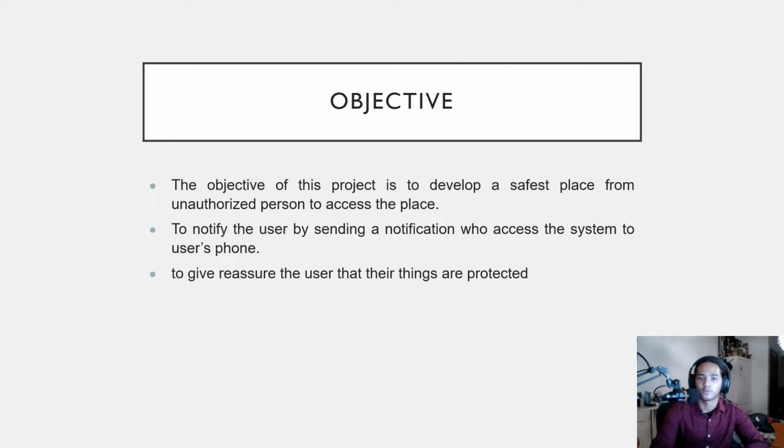For the objectives, I have three. The first objective is to develop the safest place, accessible only by an authorized person. The second is to notify the user by sending a notification to the user's phone about who accessed the system. That is to reassure the user that their things are protected.